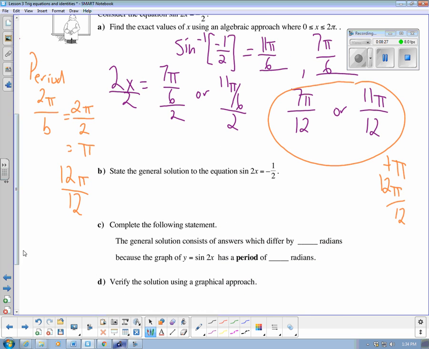So my answer is going to be 7 pi over 12. That's one of my answers. Plus 12 pi over 12. So that's 19 pi over 12. Those two are related by a difference of 1 pi. And then I'm going to have 11 pi over 12. That I'm going to add 12 pi over 12 to. So that'll be 23 pi over 12.